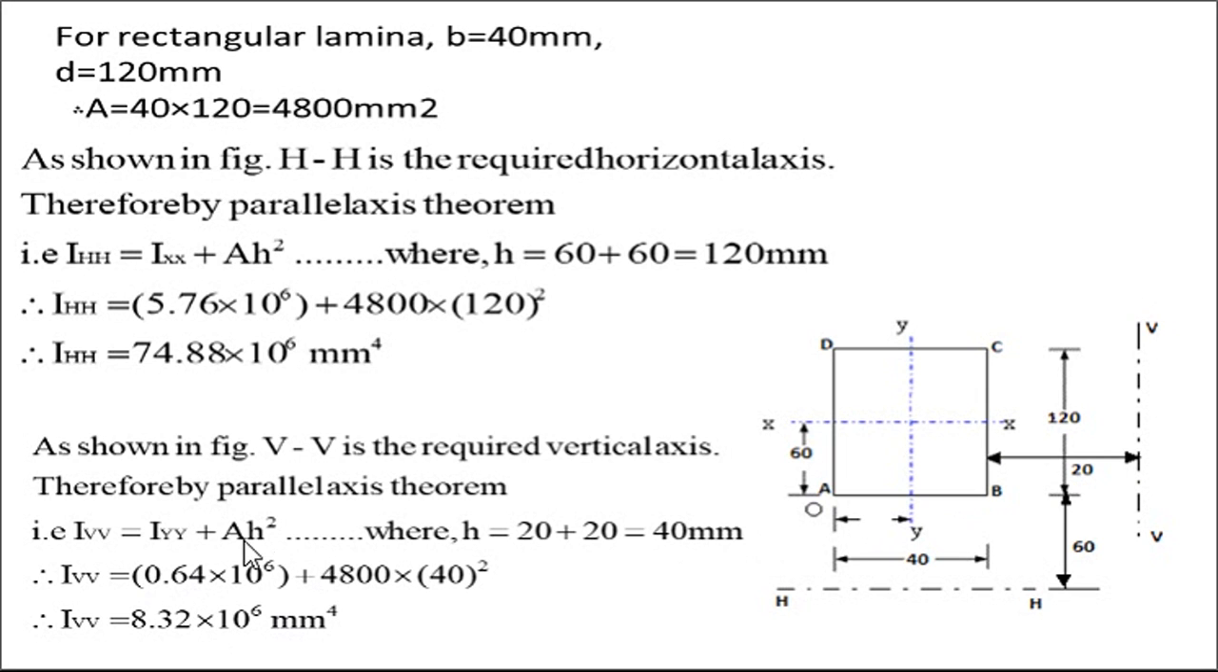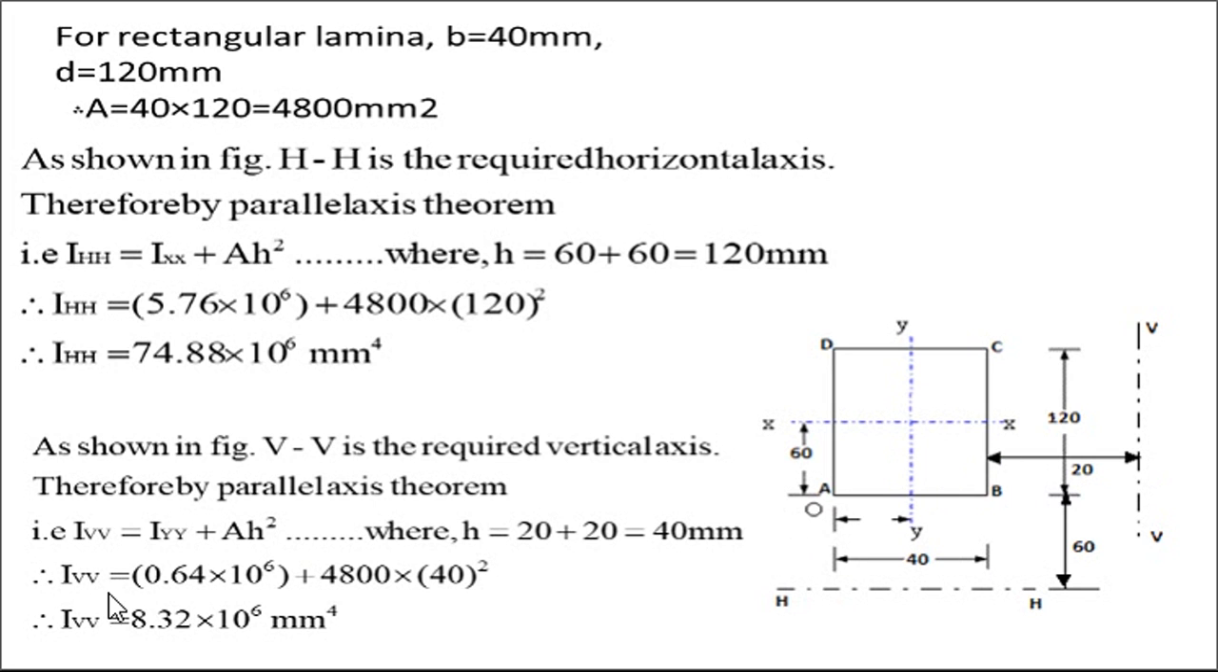Again we can use the parallel axis theorem here, that is IVV. IVV means the moment of inertia about the VV axis, and it is along the YY axis. That's why our formula is IYY plus AH square, where h is the distance from the centroid of this lamina to the required axis. Our required axis is VV, and the distance from the centroid is 20 plus this 40 divided by 2, again 20. So 20 plus 20, 40 mm. So the distance of the required axis from the centroid is 40 mm.